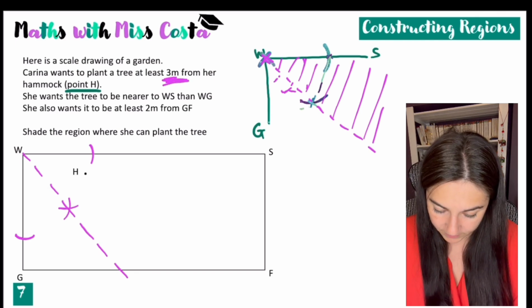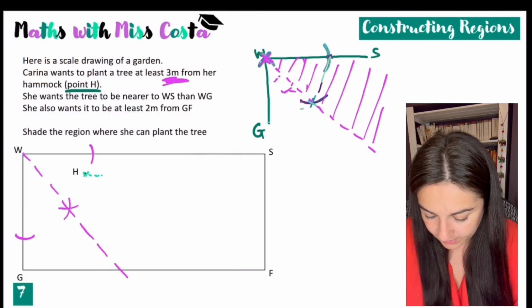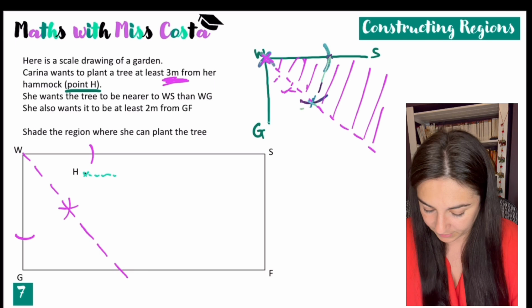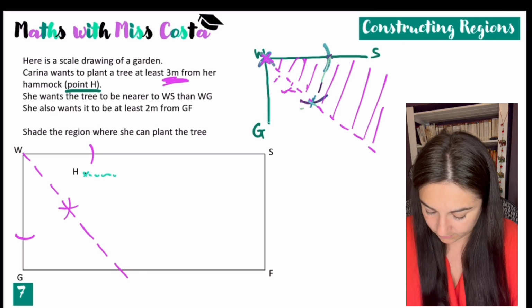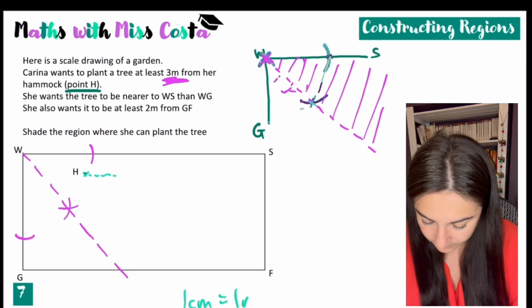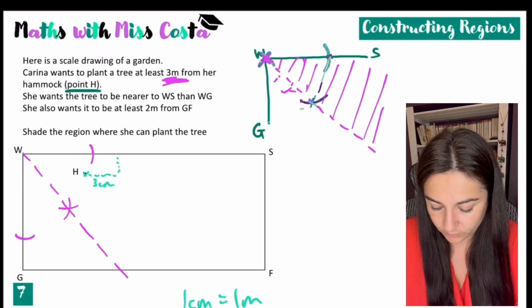So you've got your hammock over here. Let's do it in a different color. You open your compass, you measure 3, oh, you should have been given a scale. So, I mean, for the purpose of this, let's just say 1 centimeter is 1 meter. So open it up to 3 centimeters and just draw a circle around it.